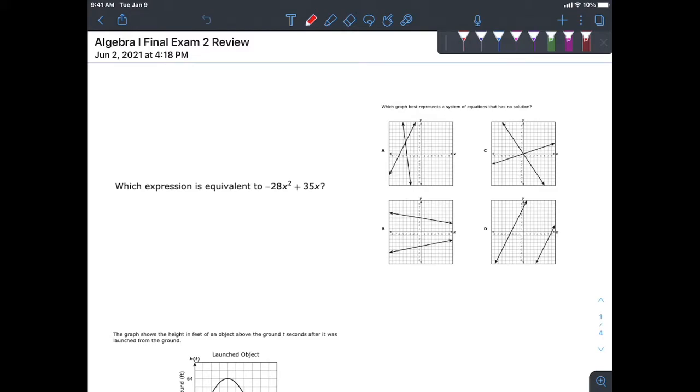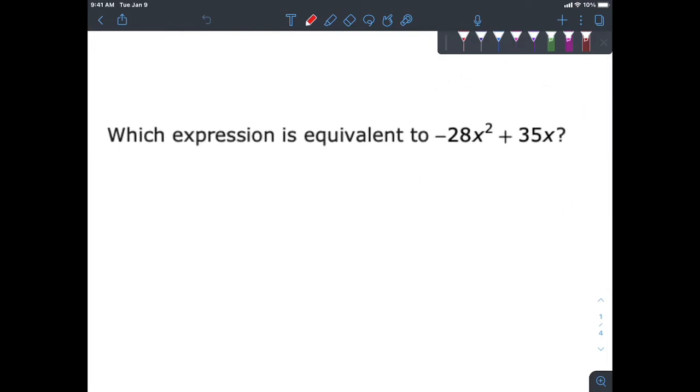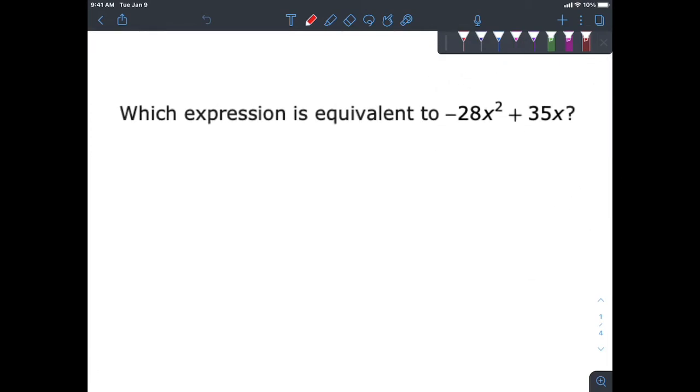Algebra 1, final exam number 2 review. So let's go ahead and jump into it. Here in our first question, they're asking us to find an expression that is equivalent to this. So essentially, what I'm getting from this is that we need a greatest common factor. We want to find whatever it has in common.